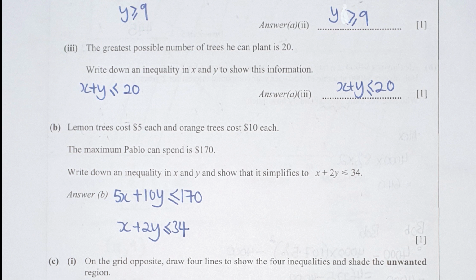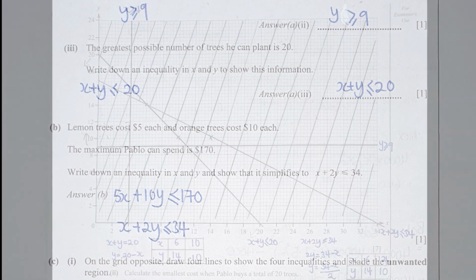As for section B, 5x plus 10y will be less than or equal to 170, because of the keyword maximum, you cannot exceed that. So I divide everything by 5, you get your result as shown by the question, x plus 2y less than or equal to 34.